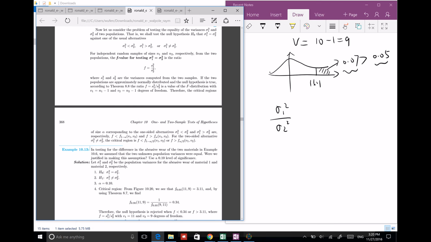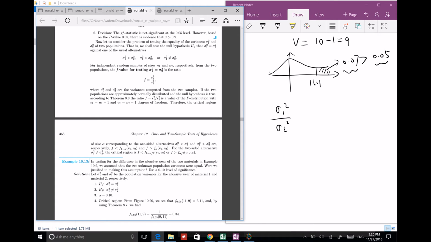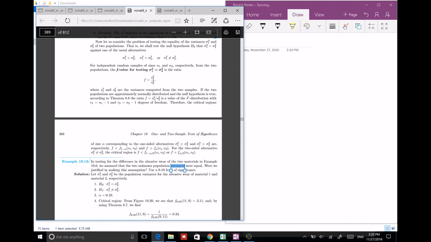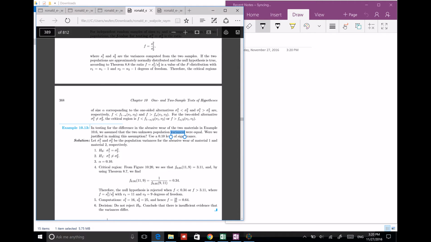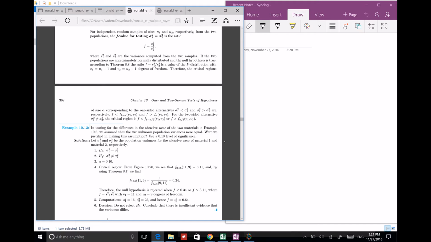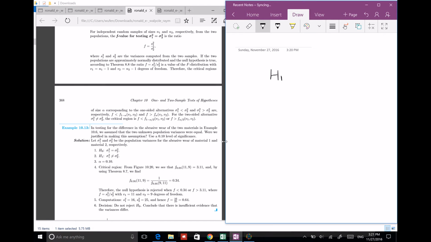And what we have is, we still have the same. Look at example 10.13, testing for difference in the abrasive wear of two materials in example 10.6. Assume that the two population variances are unknown. So sigma 1 and sigma 2 unknown. We justify making this assumption. So the null hypothesis is always sigma 1 square equals sigma 2 square. The alternative hypothesis is sigma 1 square not equal sigma 2 square, and alpha equals 0.1.